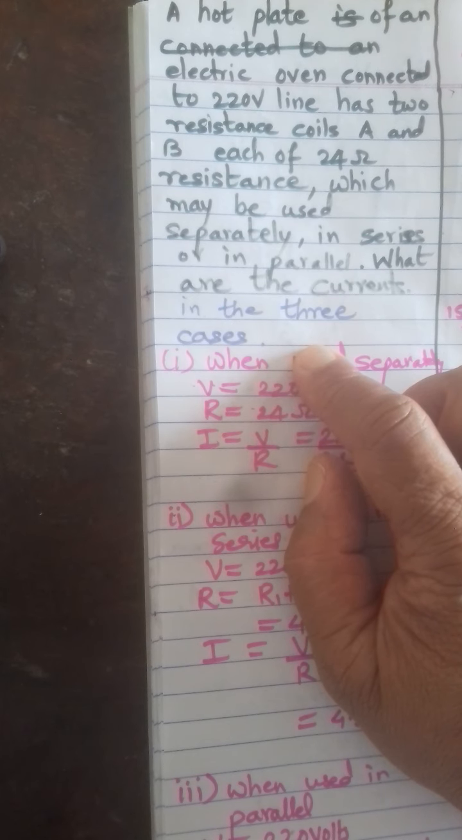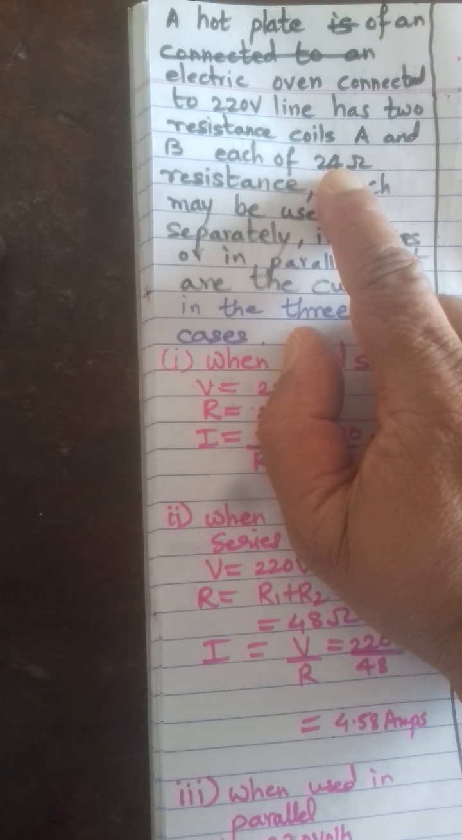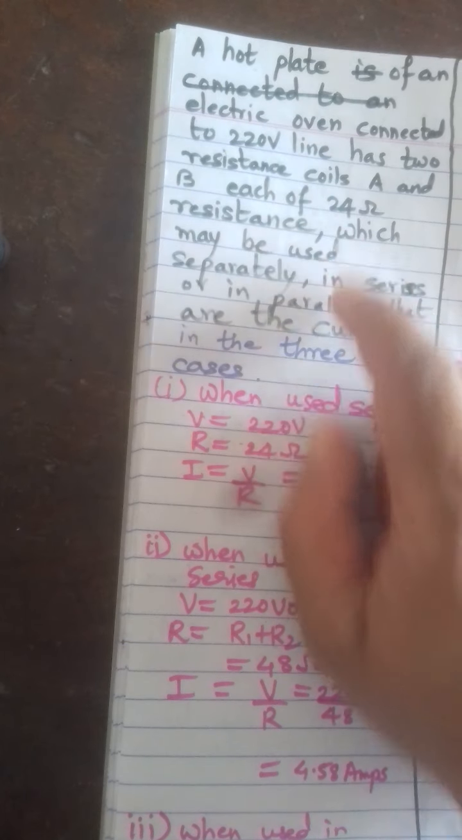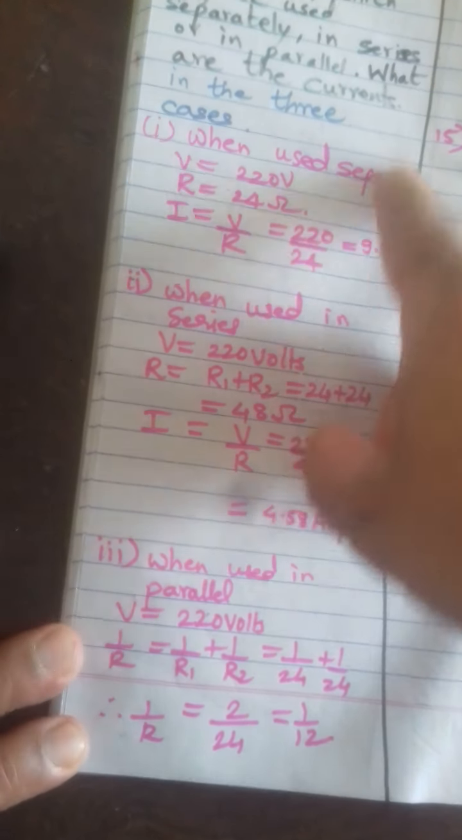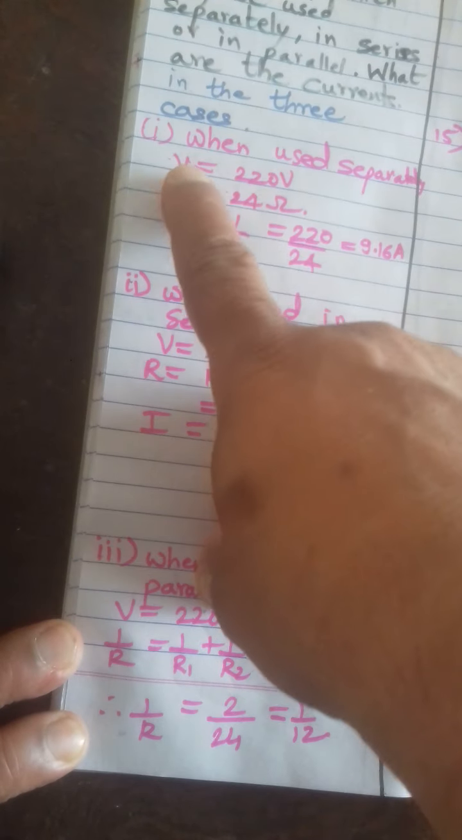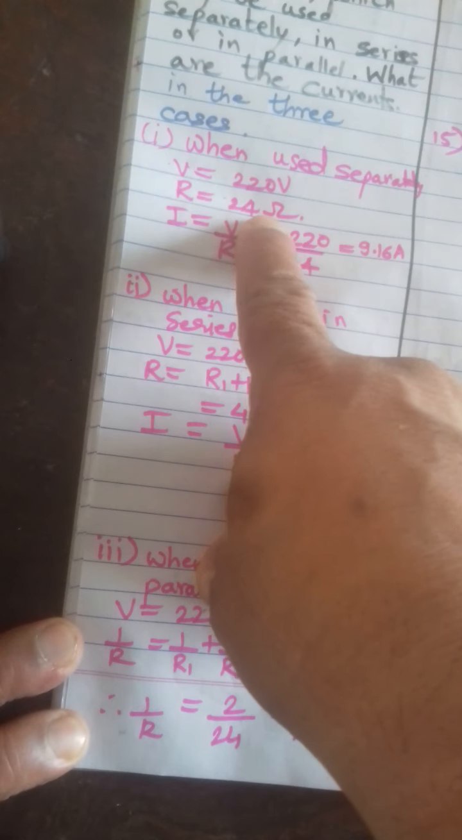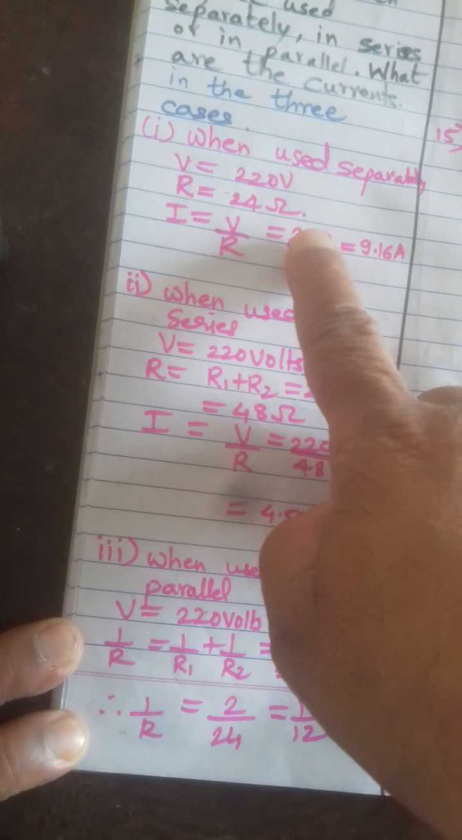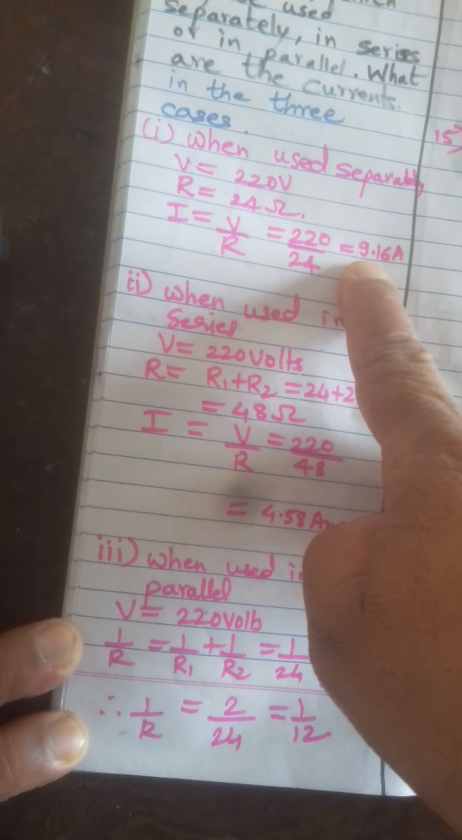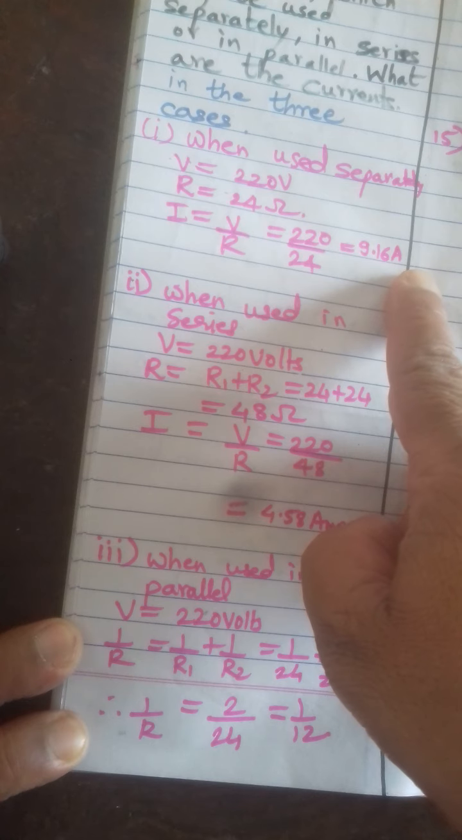So here these 24 ohm resistances can be used separately, that is only one can be used, or both can be used either in series or in parallel. And what are the currents in each case, that is the question. Okay, see now, when used separately means only one 24 ohm coil is used. V is 220 volts, R is 24 ohms. So by Ohm's law, I is equal to V by R. So 220 by 24, which comes to be 9.16 or 9.2 amperes.